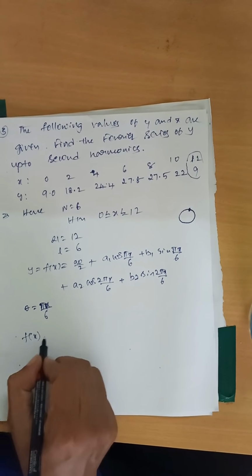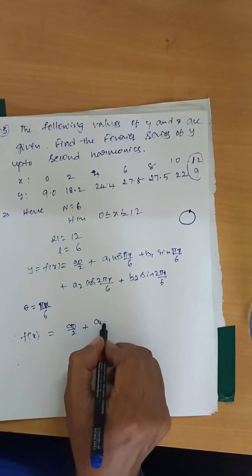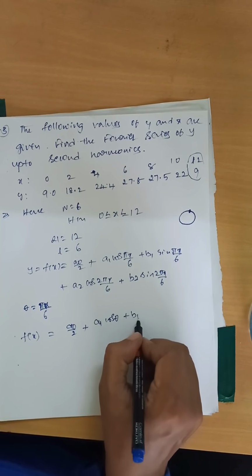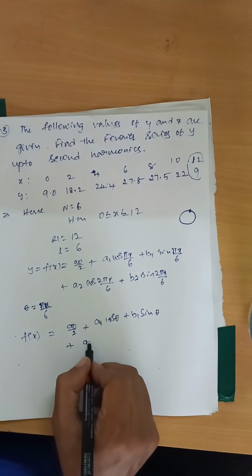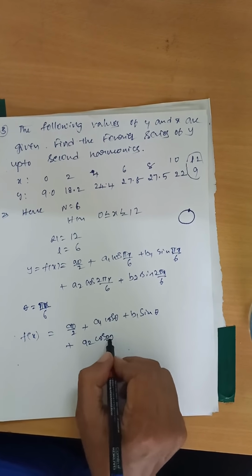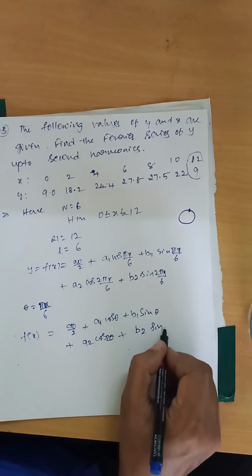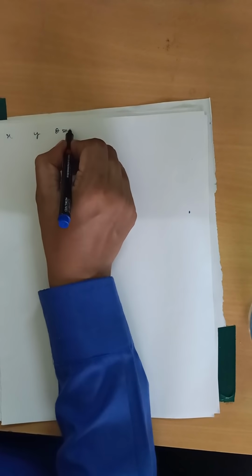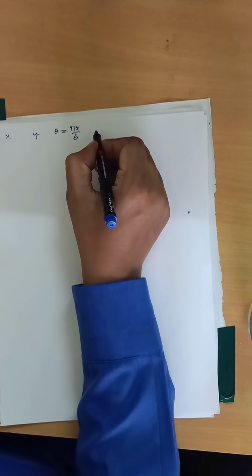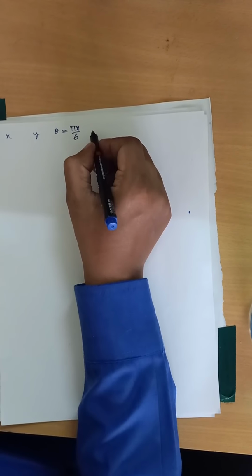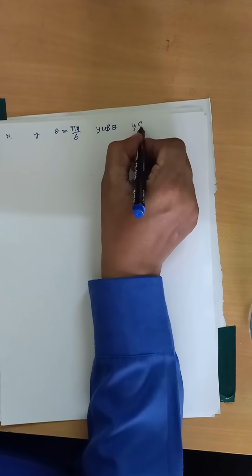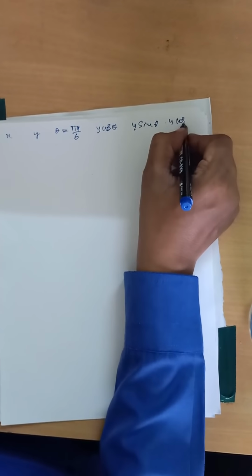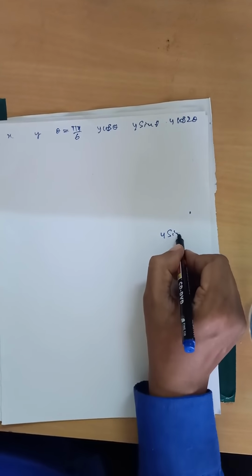We get a0 by 2, plus a1 cos theta, plus b1 sin theta, plus a2 cos 2 theta, plus b2 sin 2 theta. You prepare the table using x, y, and theta equals pi x by 6. Next, up to the second harmonic means we find y cos theta, y sin theta, y cos 2 theta, y sin 2 theta.